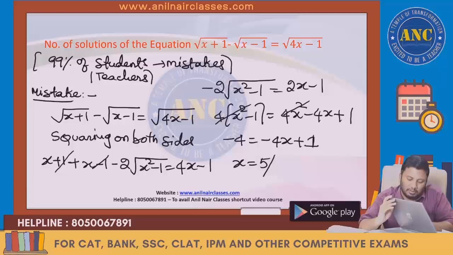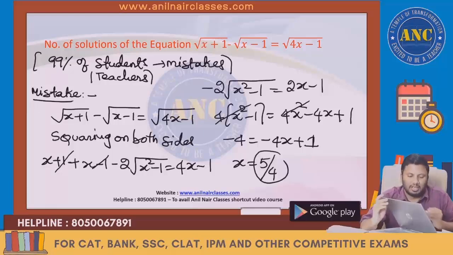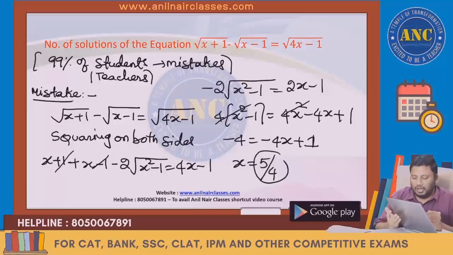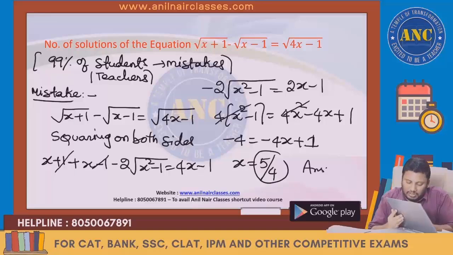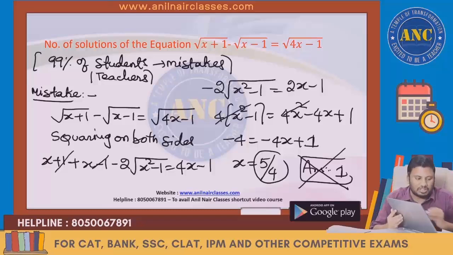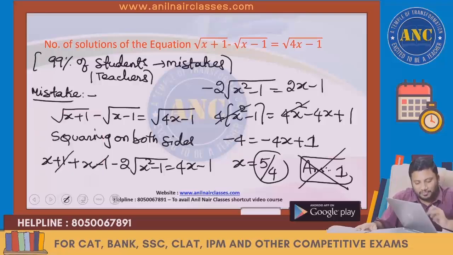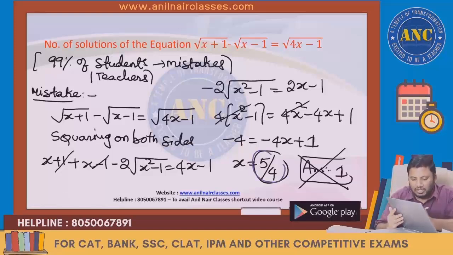X is nothing but 5 by 4. They got the answer as 5 by 4 and they will make a mistake. They will say it is one solution, which is a mistake. We will see why it is a mistake. X equivalent to 5 by 4. Answer is 1. They will tick mark that 5 by 4 is one solution.